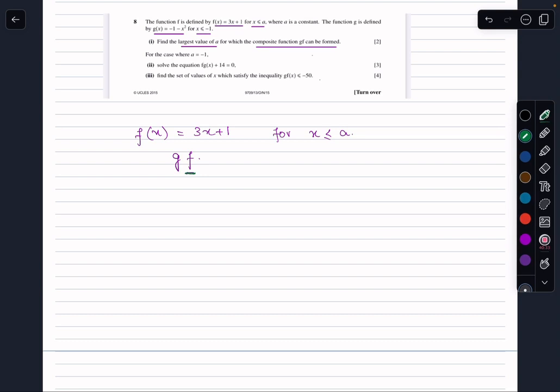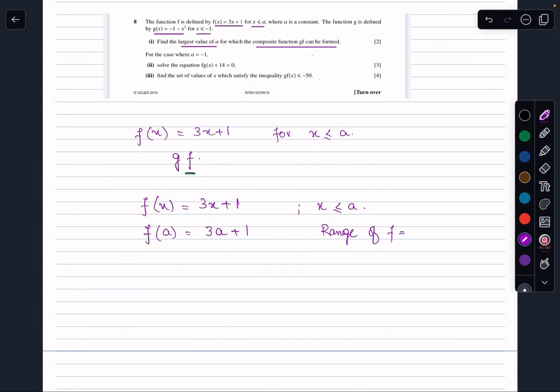So for f, if I solve for f, then what I know is that f of x was equal to 3x plus 1, and the domain was x lesser or equal to a, meaning if I substitute f of a here, then I should know that the range should be equal to 3a plus 1. So the range of f is equal to 3a plus 1 here.